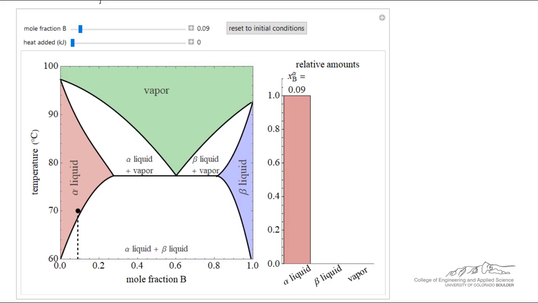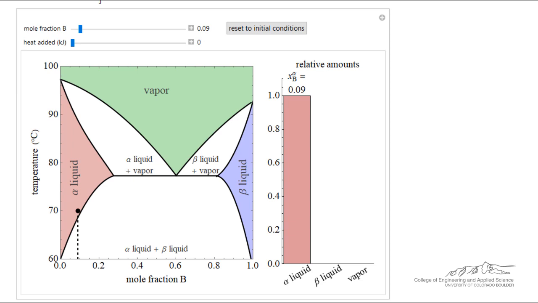So in this phase diagram, we're plotting temperature on the y-axis and the mole fraction of B on the x-axis, and then the bar graph on the right shows how much we have of each phase. In this case, we're starting where we have the alpha liquid, namely we have both components, but they're miscible in this concentration range at this temperature. So we only have one phase, and therefore for relative amounts, we have 1 mole of the alpha phase.